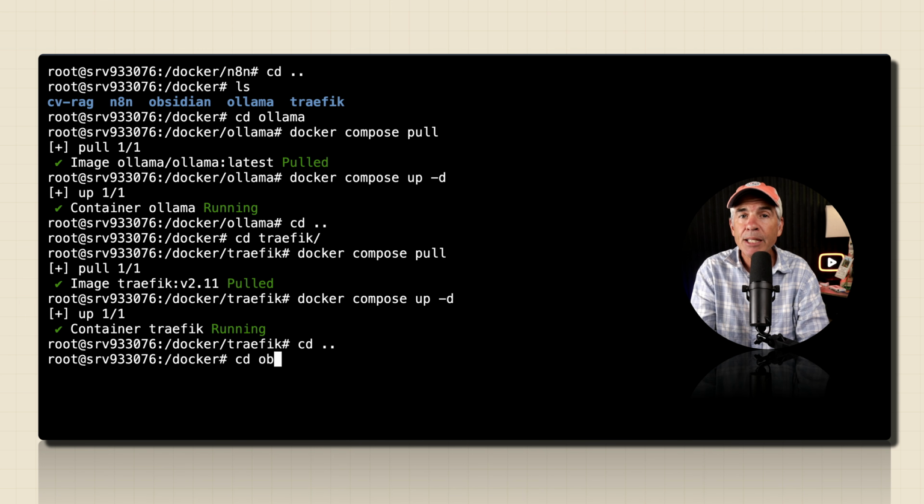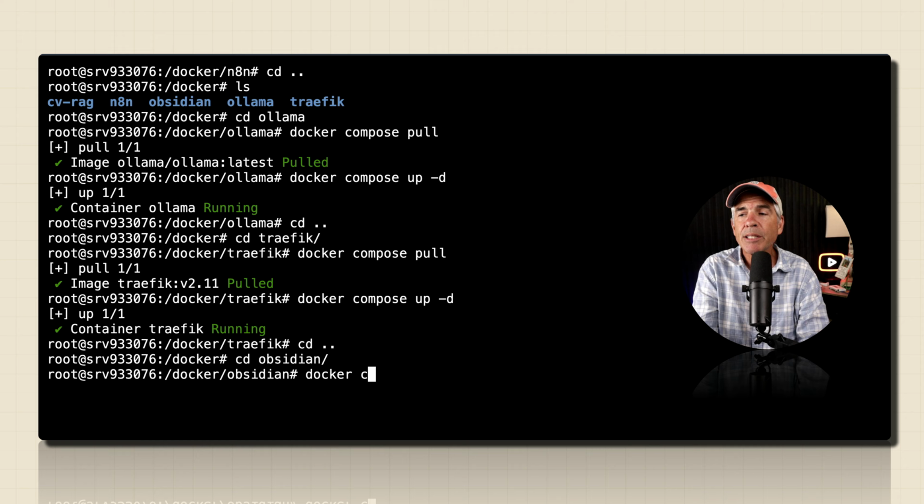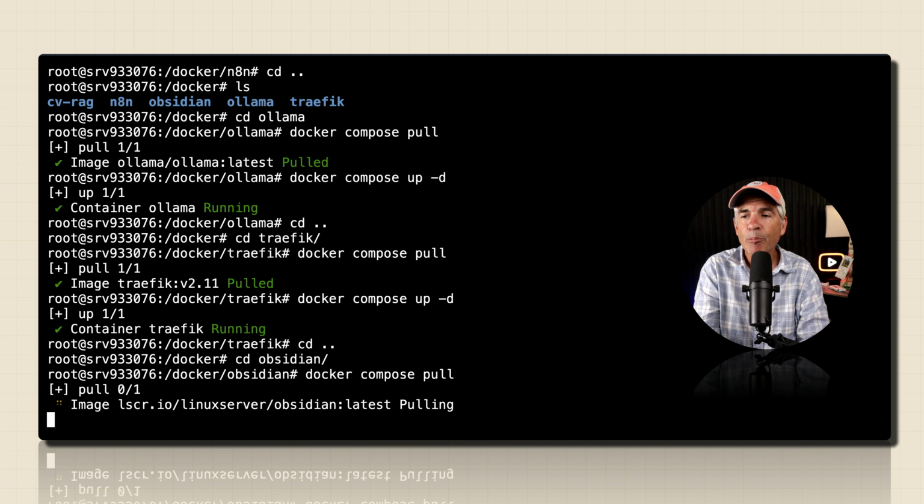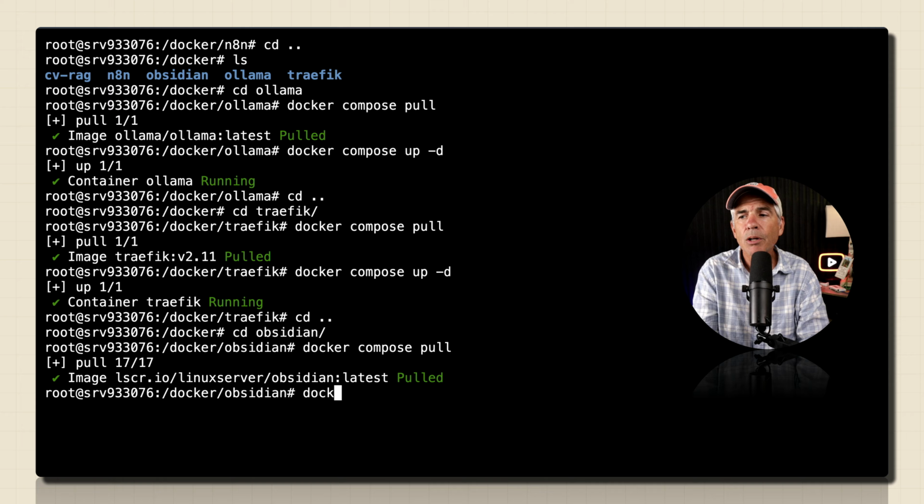I can tap the tab key. That's going to auto-populate Obsidian. Tap return. To update Obsidian, docker compose pull, tap return, docker compose up -d, tap return. I'm going to jump back into the root directory.